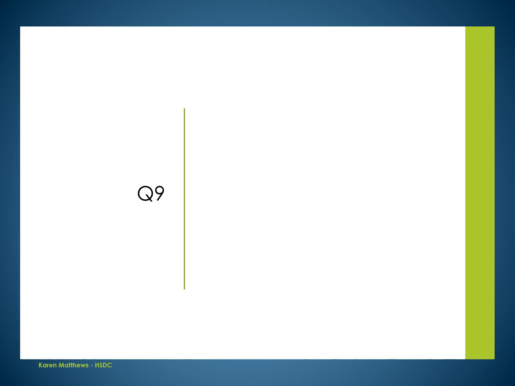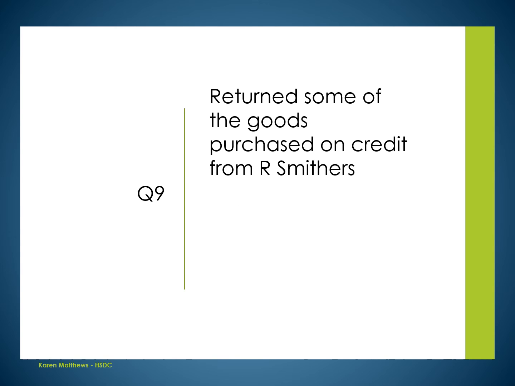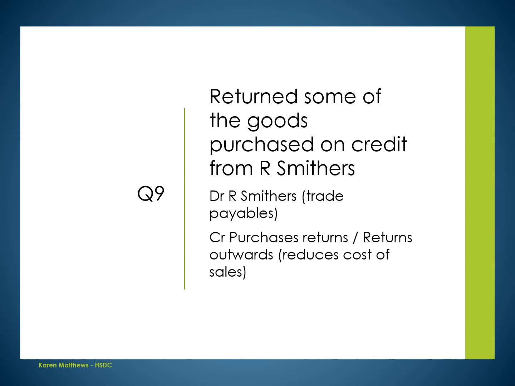Question 9, we've returned some of the goods that were purchased on credit from R. Smithers. So when we purchased the goods, we debited purchases, credited R. Smithers. This time we're going to need to debit R. Smithers to reduce the amount we owe to them, and we're going to credit returns outwards, or purchase returns. So debit R. Smithers to reduce the trade payable balance, and credit purchase returns or returns outwards. Either of those terms is acceptable, and that's going to have the effect of reducing cost of sales. So this isn't really a source of income, it's just merely reducing an expense. It'll be reducing purchases and cost of sales.